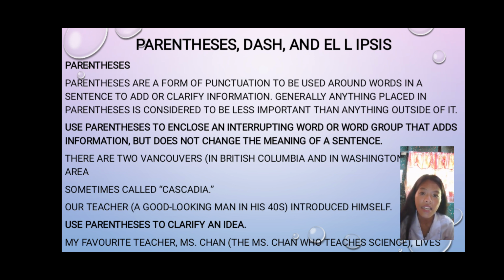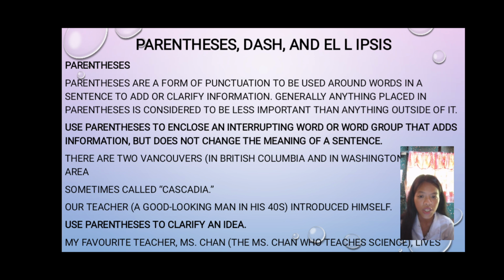Parentheses, dash, and ellipsis. Parentheses are a form of punctuation used around words in a sentence to add or clarify information. Generally, anything placed in parentheses is considered to be less important than anything outside of it. Use parentheses to enclose an interrupting word or word group that adds information but does not change the meaning of a sentence. There are two Vancouvers (in British Columbia and in Washington) in the area sometimes called Cascadia.